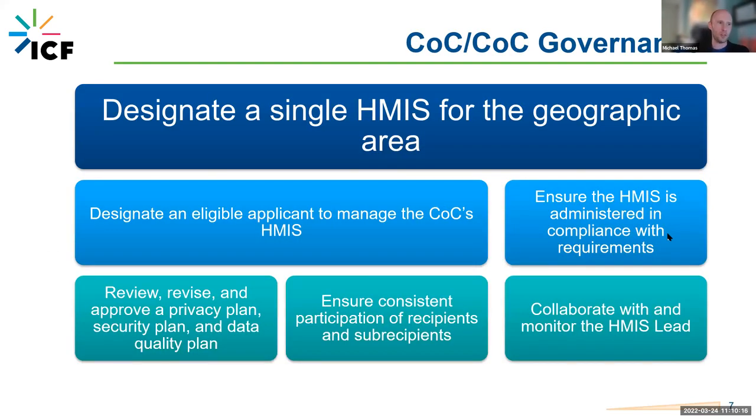So these are the overall responsibilities for the continuum of care, or its governance structure, or whatever they have put in place based on what I just said. It has to designate a single HMIS for the geographic area. And then underneath that, you see it has to designate an eligible applicant to manage the HMIS. And then managing the HMIS means review, revise, and approve a privacy plan, security plan, and data quality plan. It's not uncommon for the HMIS lead to be heavily involved in creating that plan, but the CoC has to approve the plan. And then ensuring consistent participation of recipients and subrecipients.